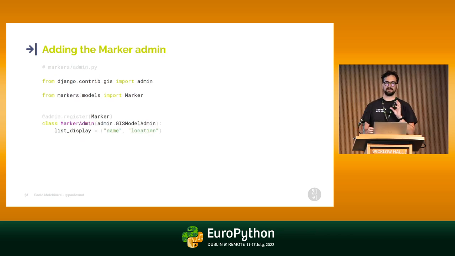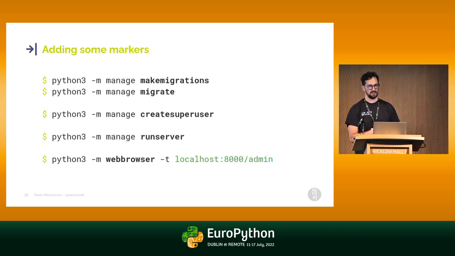To easily insert new markers in the map, we use the Django admin interface, and we define a marker admin class by inheriting the GIS model admin class, which uses the OpenStreetMap layer in its widget. So now we can generate a new database migration and then apply it to our database. We also create a new superuser to access the admin interface.